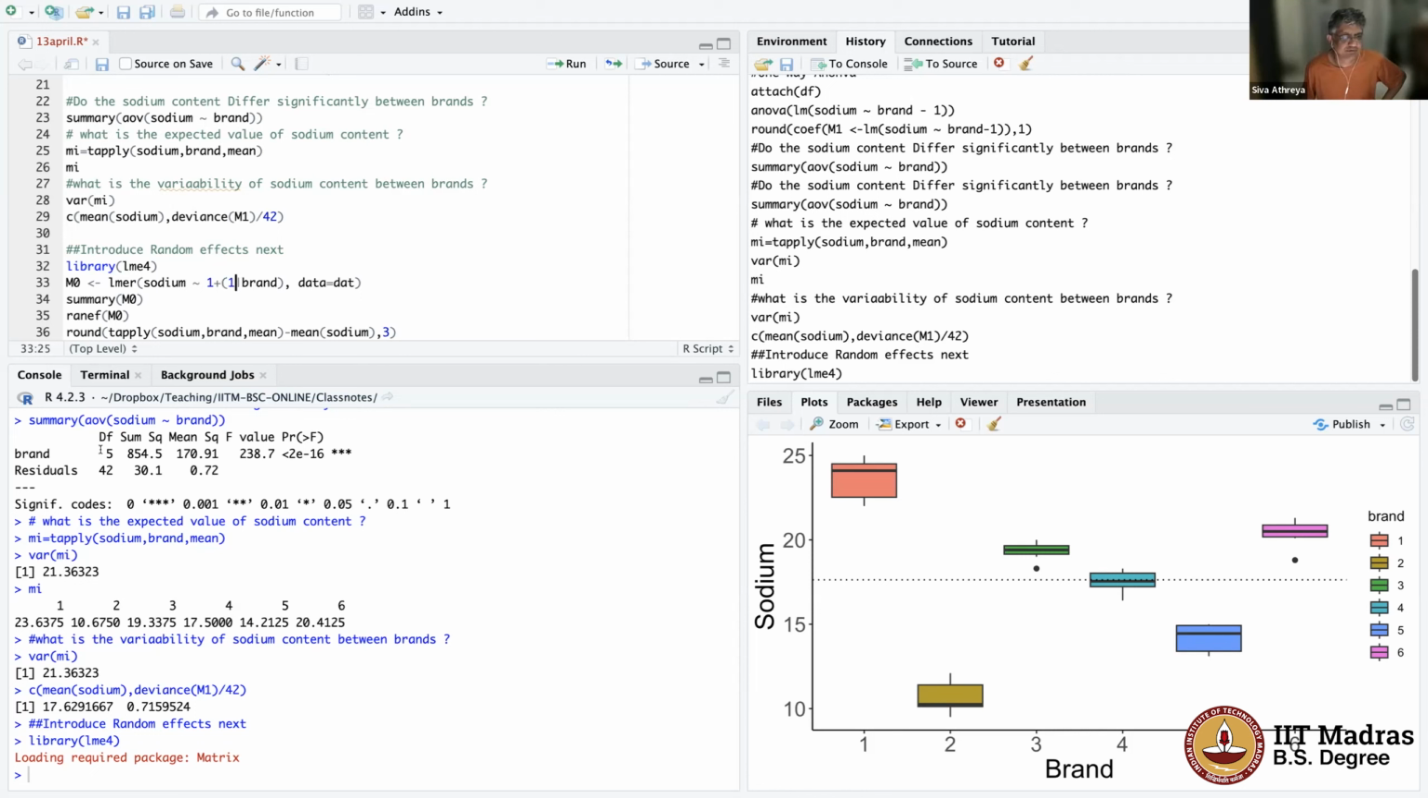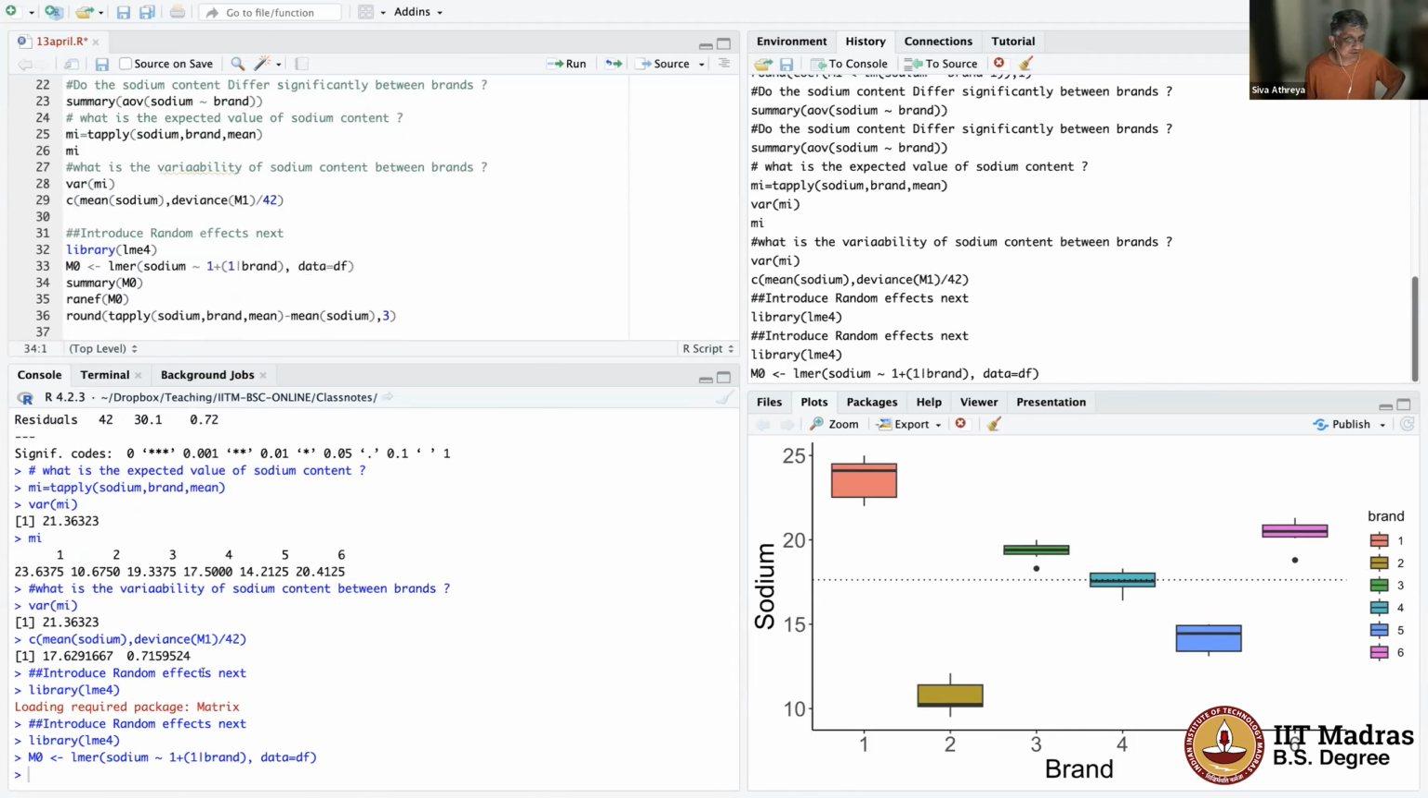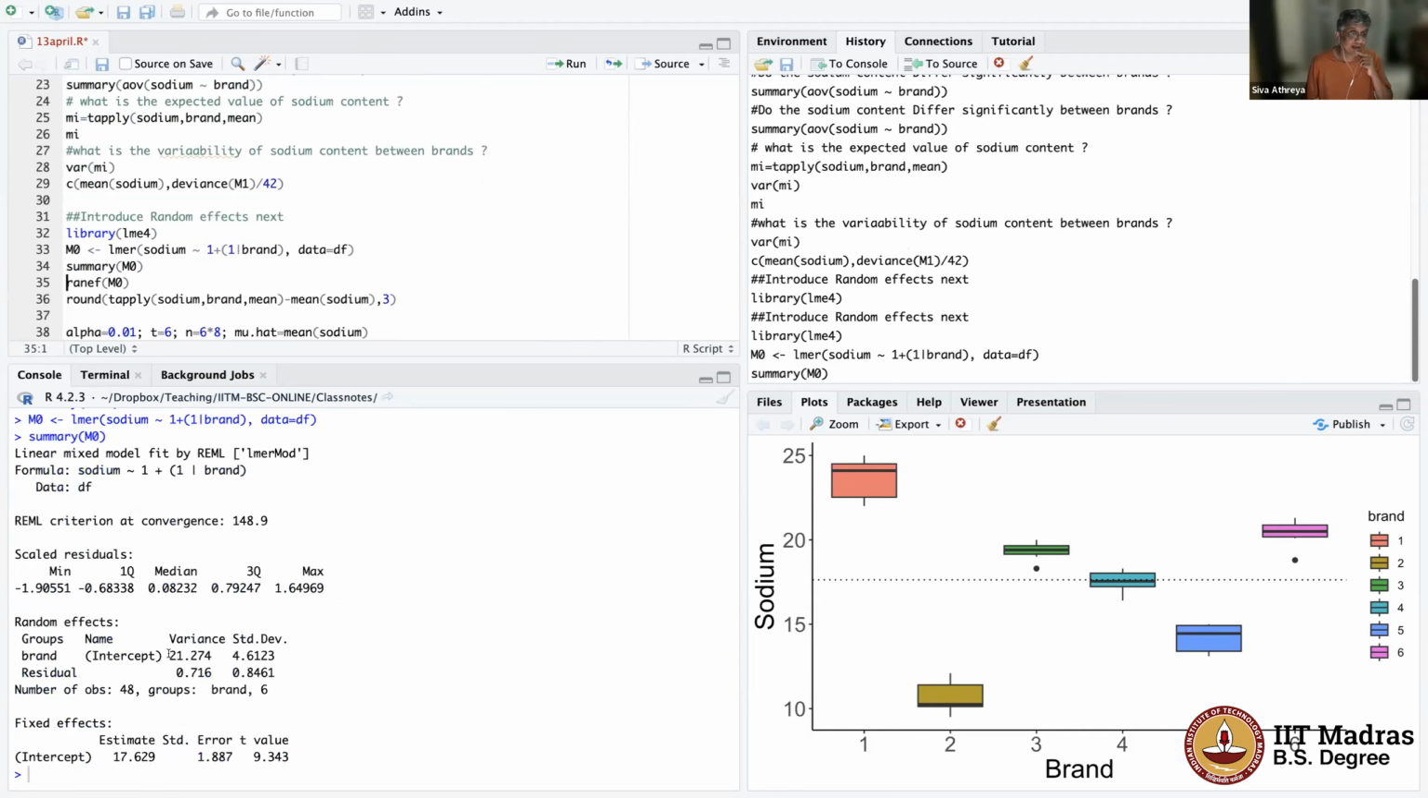The residuals have this sort of variance in this sense. And the random effects of what? The variance is so much. The standard deviation is 4.6 and the residual is 0.8467. Right? So this is the variance. The residual is 0.7. That is the 0.716 is the sigma squared's error estimate. And the 21.74 is sigma squared alpha's estimate, right?